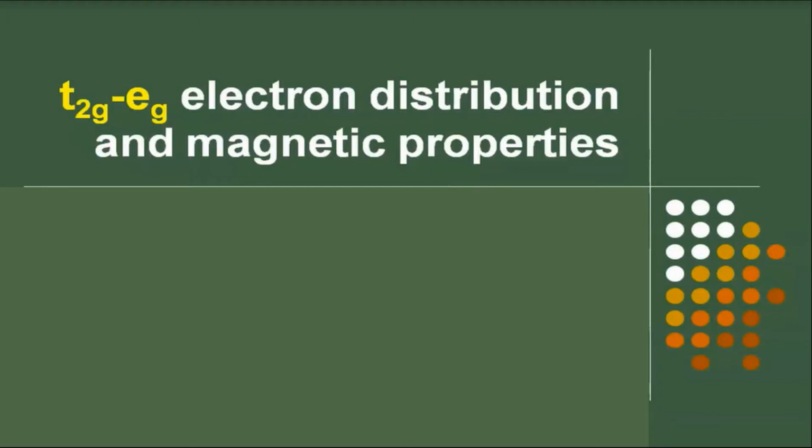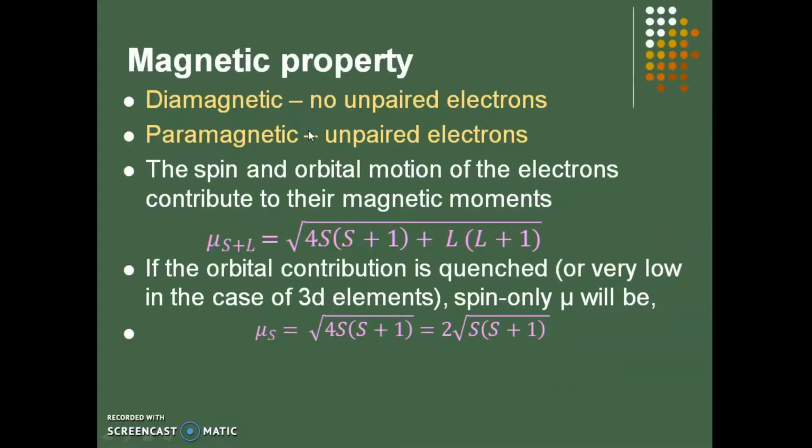Hi everyone. Now we will understand the orbital contribution of electrons towards the magnetic property. This can be understood from the t2g electron distribution. Some terminologies that we have to be familiar with are given here.